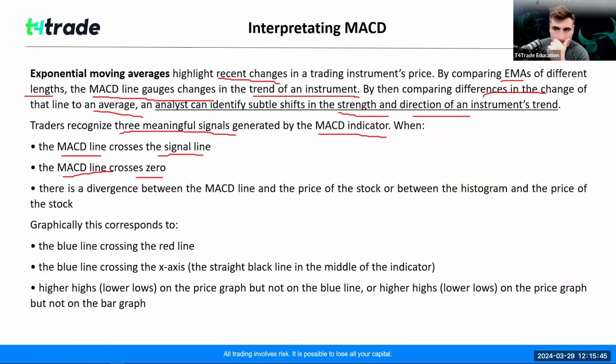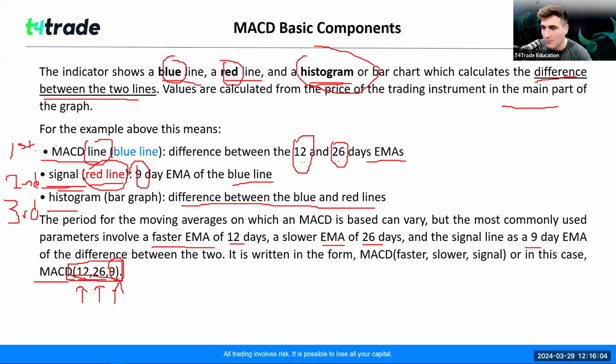The MACD averages out the price action you have on top, not the other way around. Okay, so again, 3 meaningful signals. We have the MACD line crossing the signal line, the crossovers. The MACD line crossing the zero line we just mentioned, and when there is divergence between the MACD line and the price of the stock. We have this on a visual illustration.